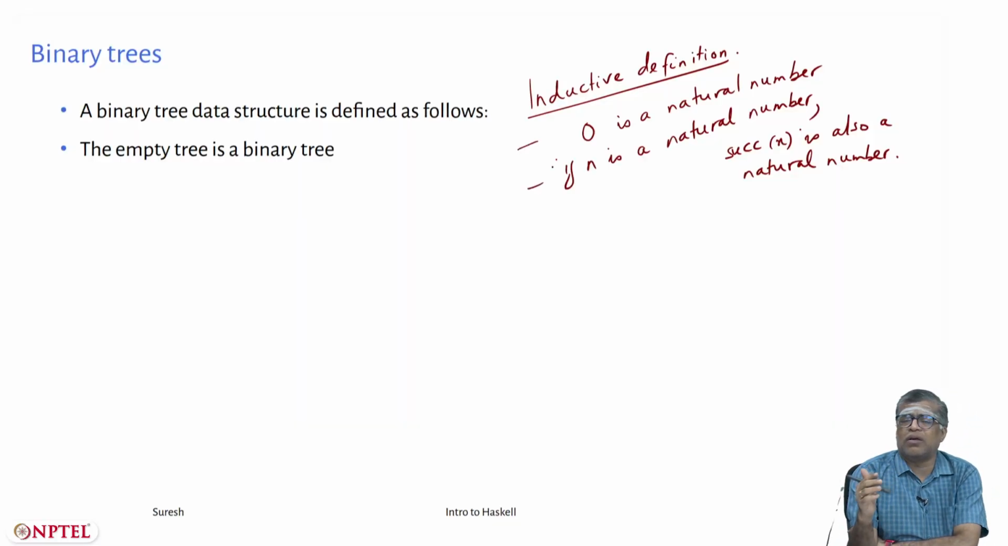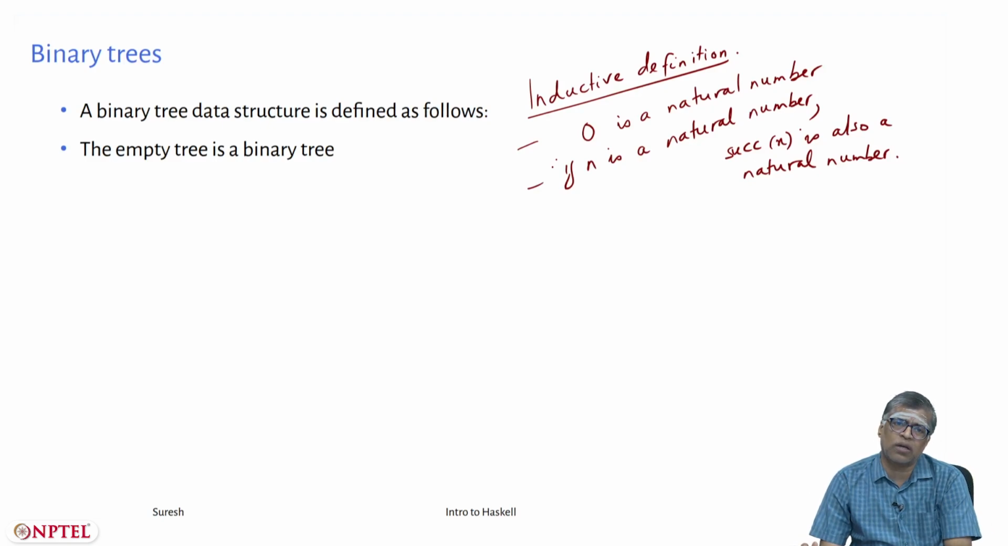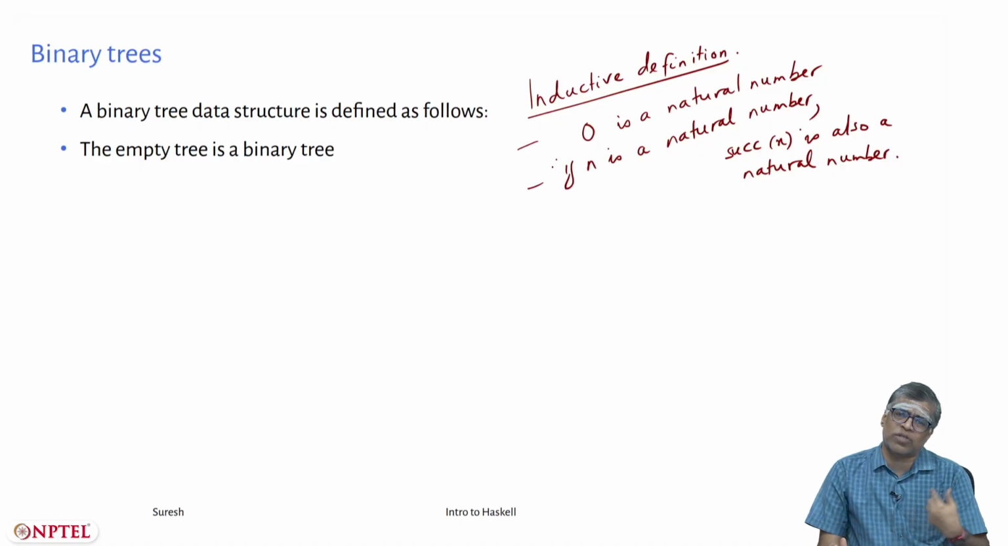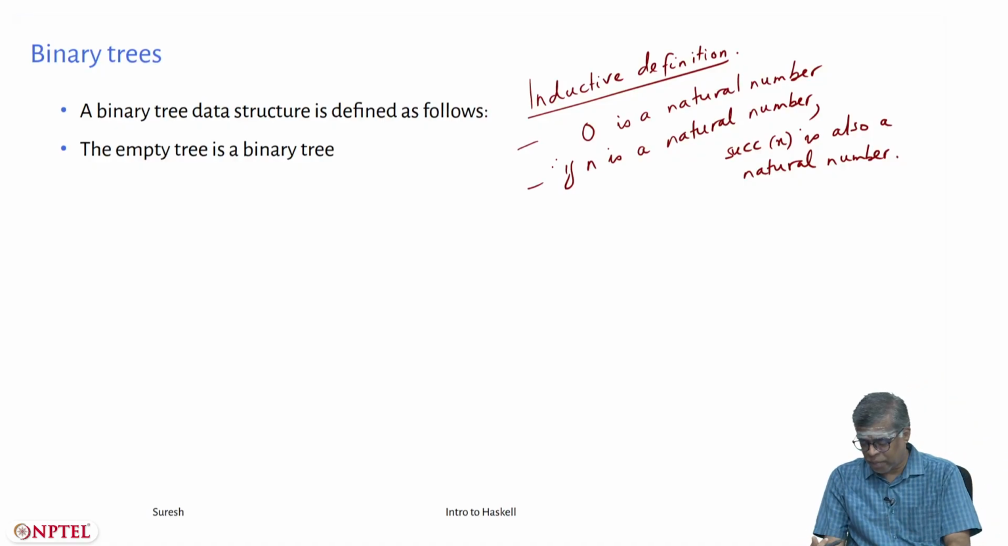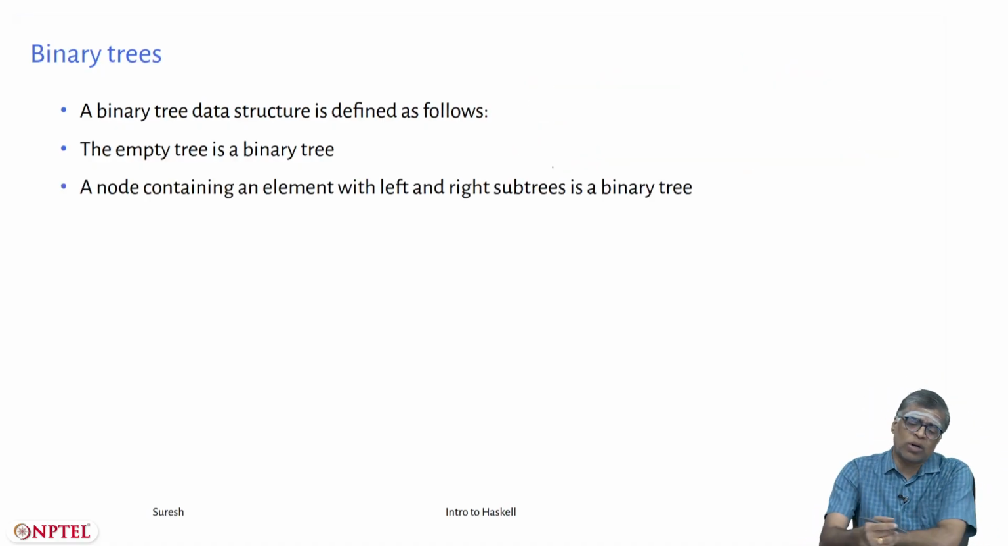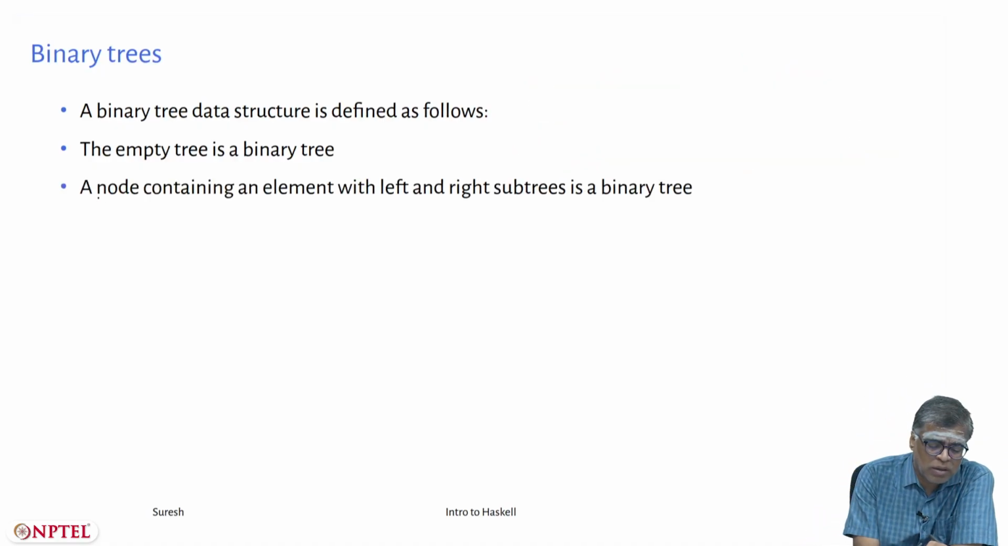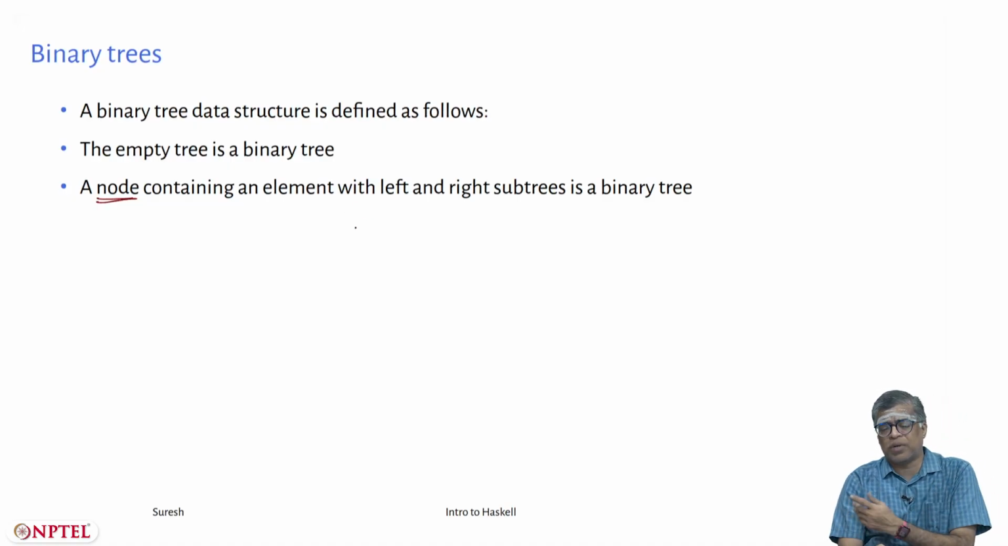Similarly, tree, there are lots and lots of trees, we will see examples of those. You start with the empty tree. The empty tree is a binary tree. And if you already have two trees, like n here, which is already a natural number, then you can form a new tree by putting together those trees and adding an element on top. A node containing an element along with a left subtree and a right subtree is a binary tree. So this is just an inductive definition.